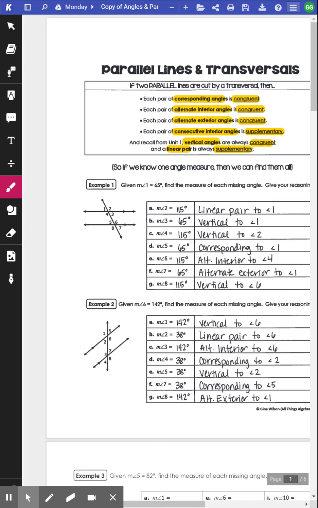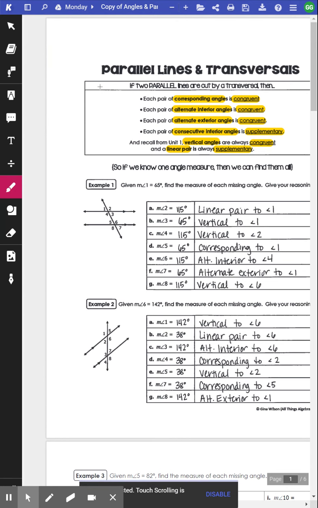Okay, so we're starting a new chapter or a new section in our chapter. We're dealing with parallel lines and transversals. Now this can go easy or it can go hard. We do need to pay attention to this up here.